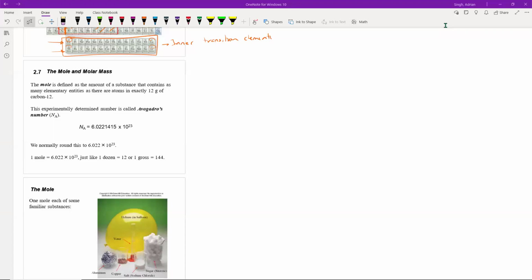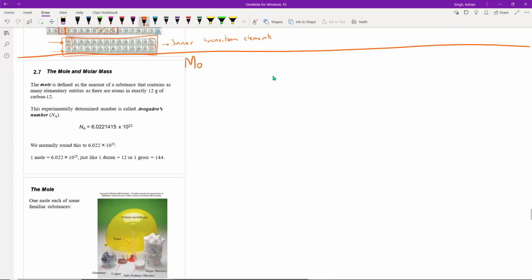All right, so now we're going to take a look at one concept. We're going to introduce it now, and we're going to use it a lot for the rest of the semester. And probably if you take other chemistry classes, you will see this very frequently. And that's the idea of the mole.